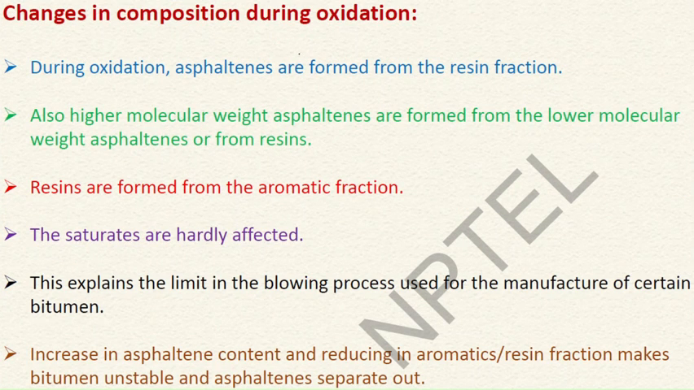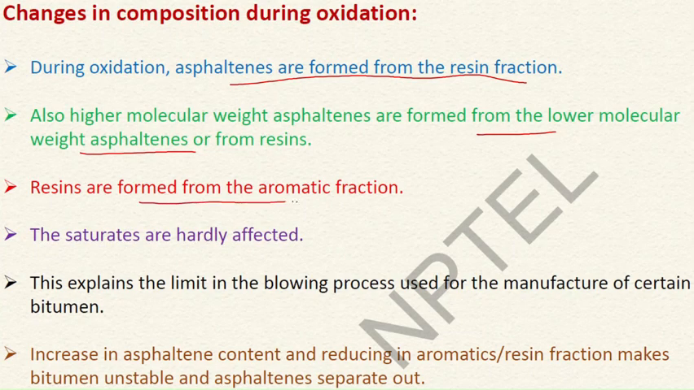Changes in composition during oxidation. During oxidation, asphaltenes are formed from the resin fractions. As I told, dehydrogenation takes place, so the smaller aromatic components may further condense to form condensed aromatic structures. Also, higher molecular weight asphaltenes are formed from the lower molecular weight asphaltenes or from resins. Resins are formed from the aromatic fractions, and saturates are hardly affected because they are saturated and unreactive.